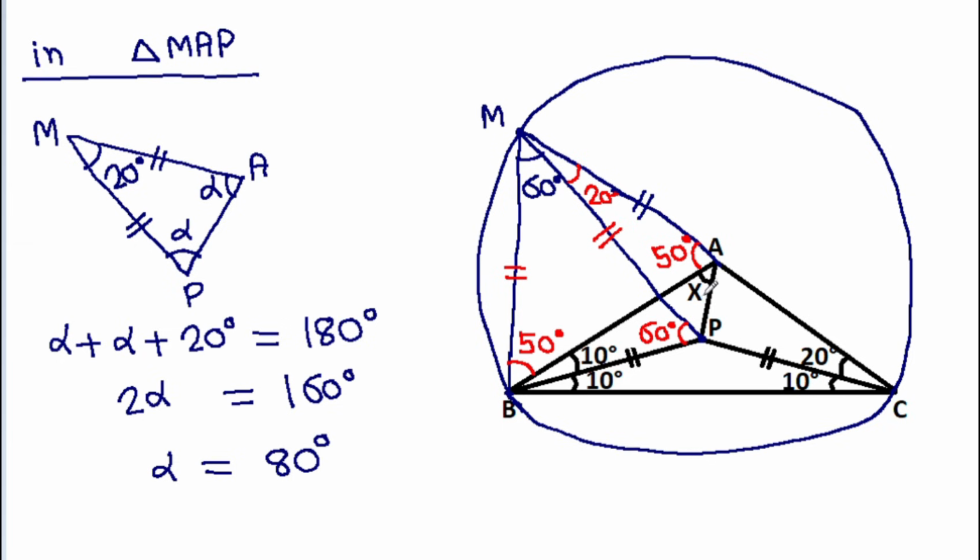So x plus 50 degrees is alpha. That means x plus 50 degrees is 80 degrees. So x will be 30 degrees.